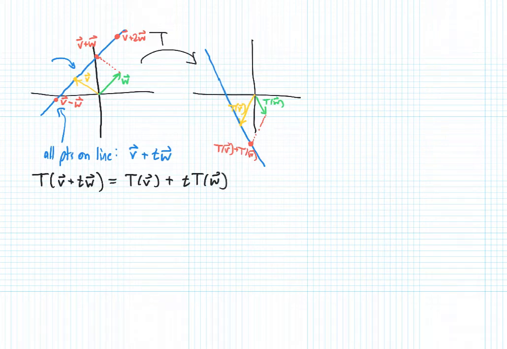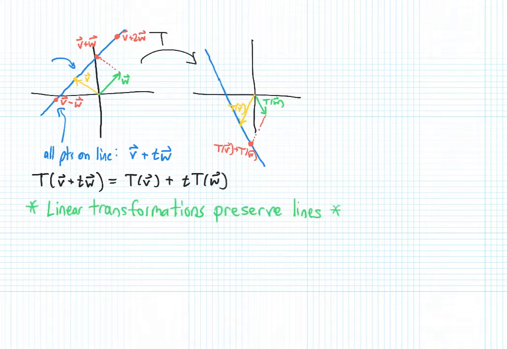So you'll notice it's not the same line as before, but it's another line. So the conclusion is that linear transformations preserve lines, in the sense that if you have a line in the domain, when you plug all of those points of the line into T, you'll get another line in the image. So this is kind of cool. It's nice to see these interesting properties that linear transformations have.